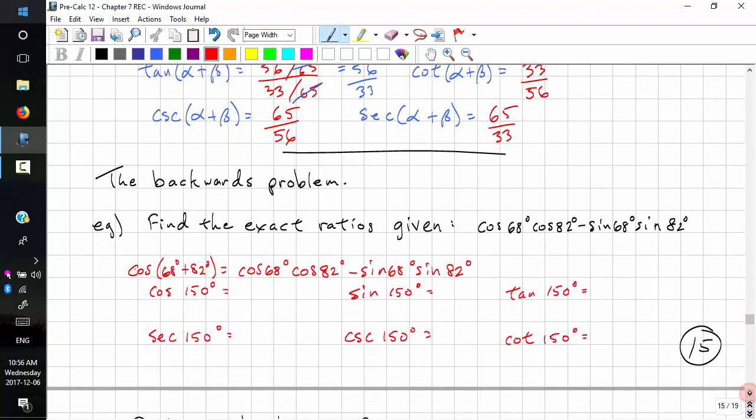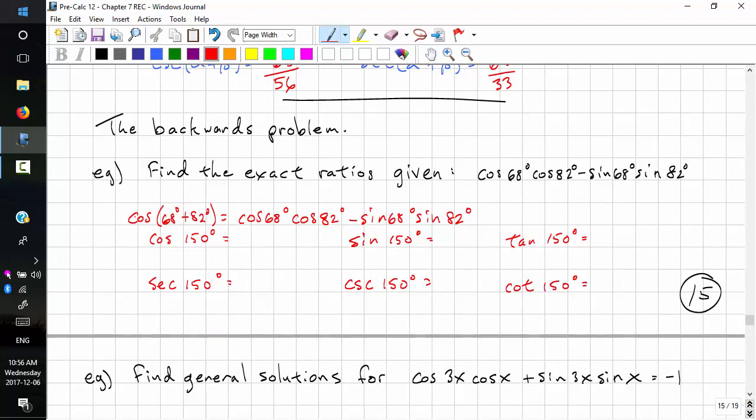Let's look at a backwards problem. Find the exact ratios of this given expression: cos 68 degrees times cos 82 degrees minus sine 68 degrees times sine 82 degrees. We have cos, cos minus sine, sine. That is a cos addition formula. So this is cos of 68 degrees plus 82 degrees. And that works out to be cos 150 degrees. And that's negative root 3 over 2. And sine 150, we look at our chart and we get 1/2.